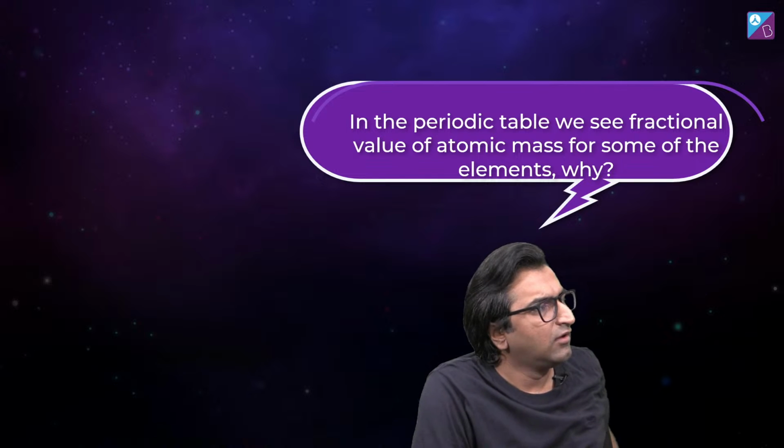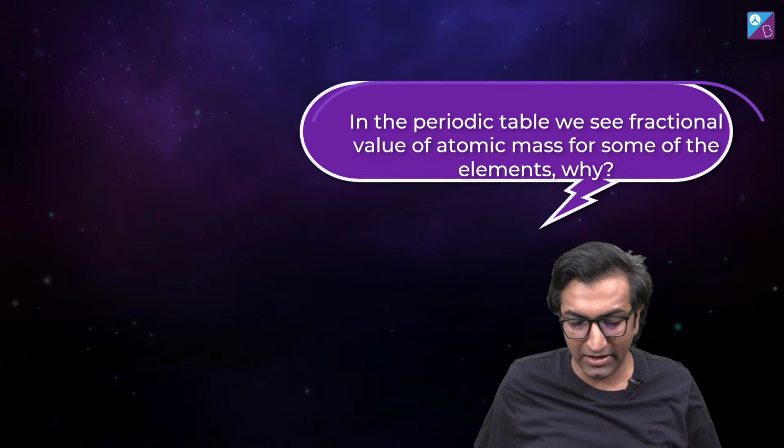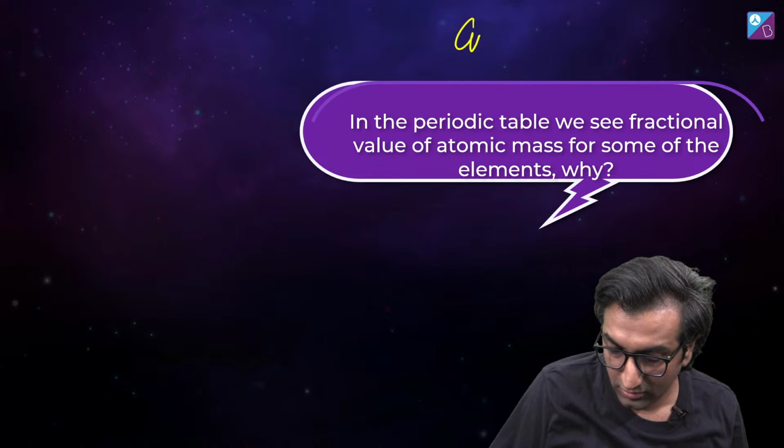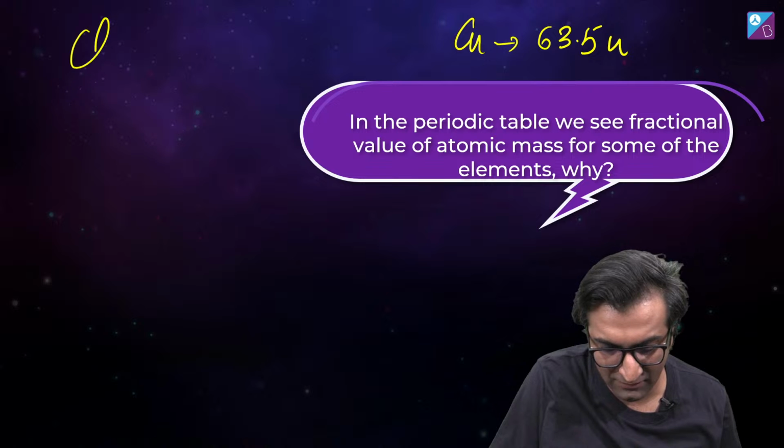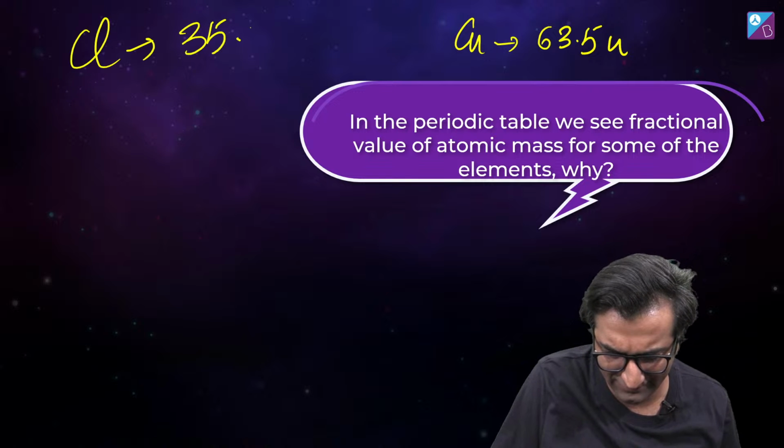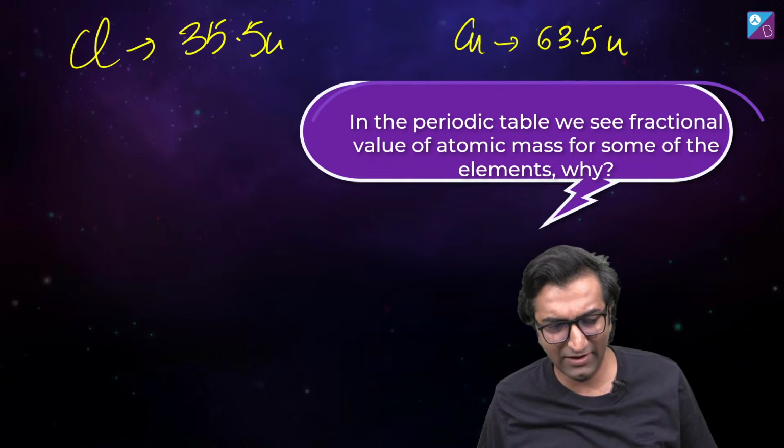लाइक से फॉर एग्जांपल, कॉपर का मास कितना लिखा होता है? 63.5 U. गंदा नंबर. और क्लोरीन का मास होता है क्या? 35.5 U. ये कहां से आता है? Where does this come from?